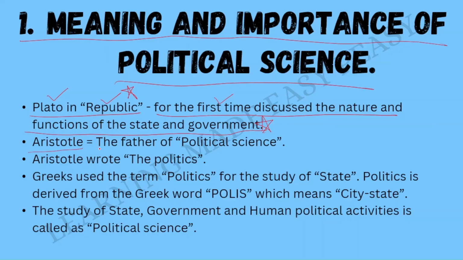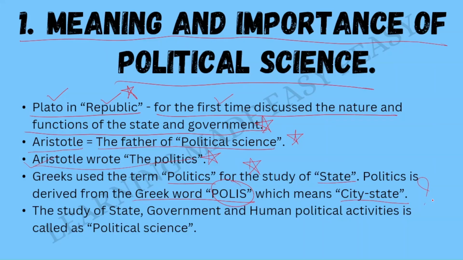Aristotle is called the father of political science. This is also very, very important. Please remember. Aristotle wrote The Politics. Again important. The Politics is a very important work that is written by Aristotle. Greeks used the term politics for the study of state. Politics is derived from the Greek word polis. This word is important. The word politics is derived from the Greek word polis, which means city-states.